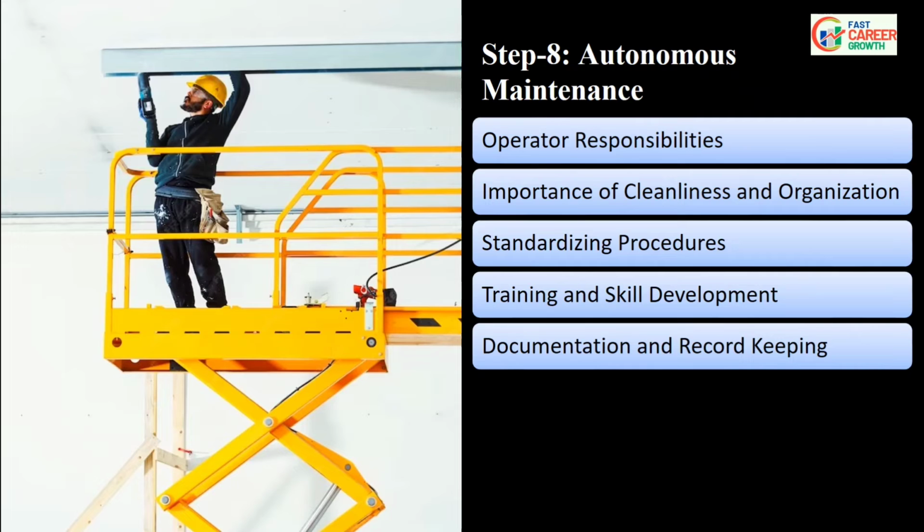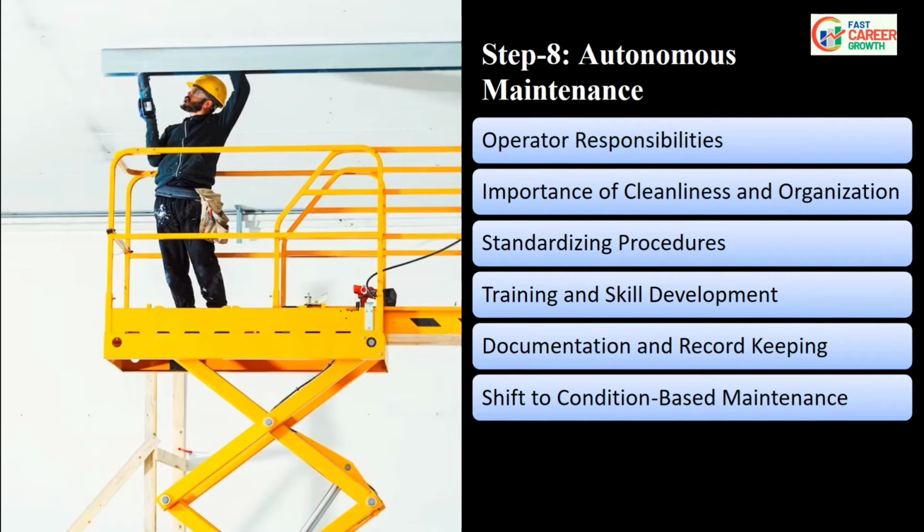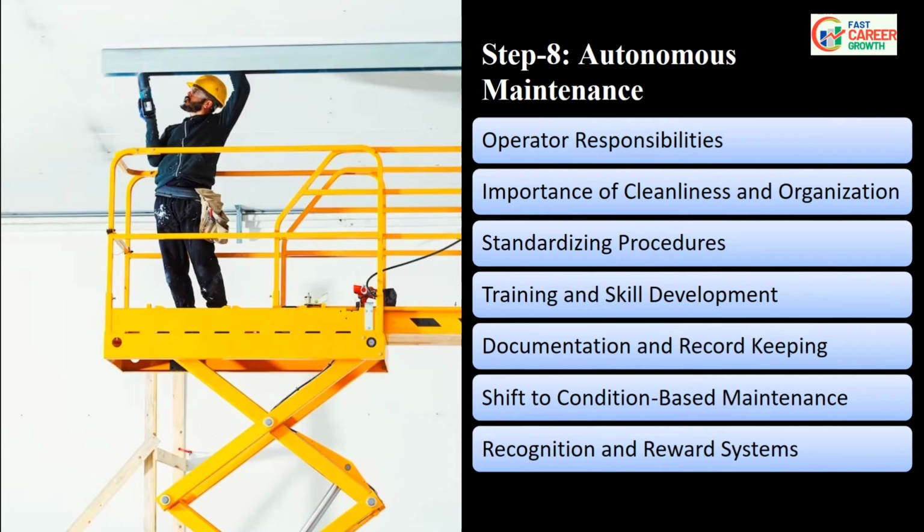Shift to condition-based maintenance. Discuss how successful autonomous maintenance shifts the organization from time-based maintenance to condition-based maintenance. Explain that operators, through regular inspections, can identify issues before they become critical. Recognition and reward systems. Mention the use of recognition and reward systems to motivate operators in performing autonomous maintenance tasks effectively. In this same step, planned maintenance is also implemented.